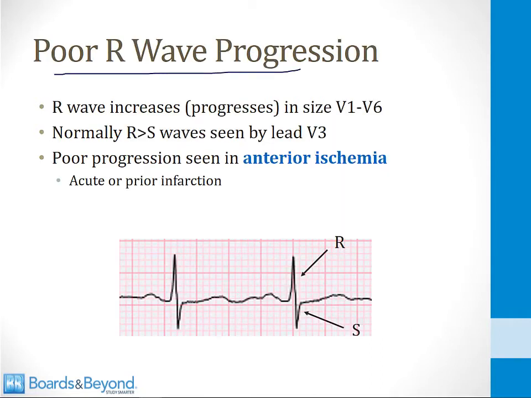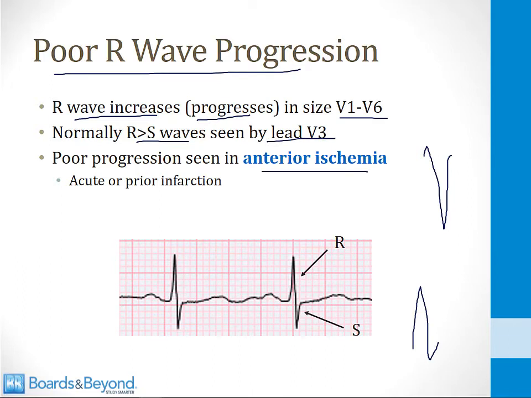Poor R wave progression is another finding that can be seen in coronary ischemia. Normally the R wave progresses in size or amplitude as you go from V1 to V6. Lead V1 typically has a very small R wave and a very deep S wave. By the time you get to V6, you usually have a tall R wave and very little S wave. That's the normal progression. Normally you should see an R wave that's larger than the S wave by lead V3. If you have poor progression, this is a sign of anterior ischemia. You can see this acutely with an anterior infarction, and you can see it in patients who had a prior infarction many years ago. And just by way of review, on the screen here is a normal ECG.